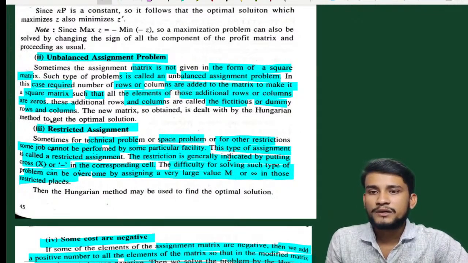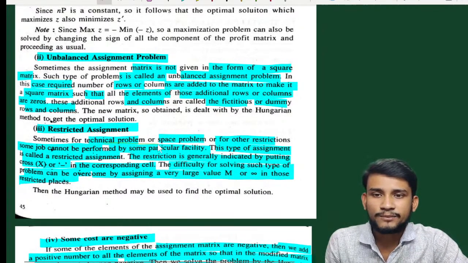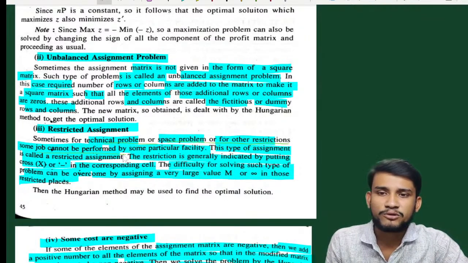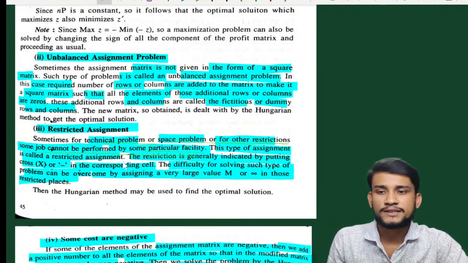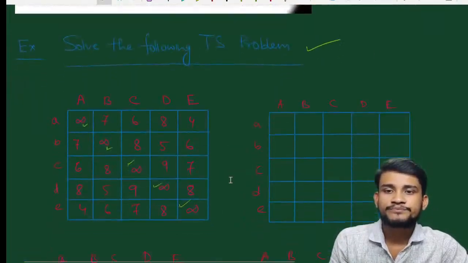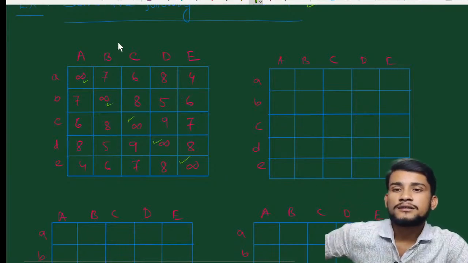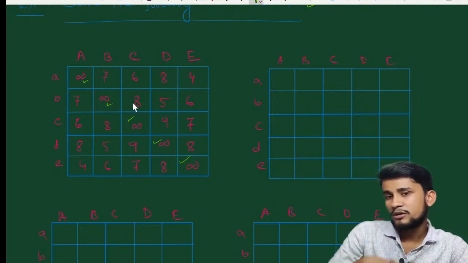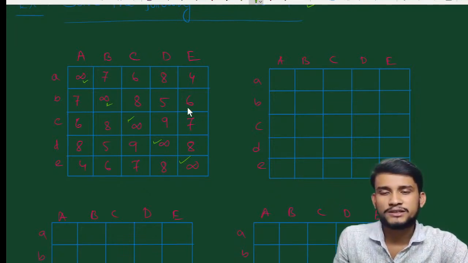This is the restricted assignment. Sometimes, because of a technical problem, space problem or any other restriction, some jobs cannot be performed by some facility. This is the type of problem we take here. And see the other costs, from A to B, from B to C. This is the cost matrix.